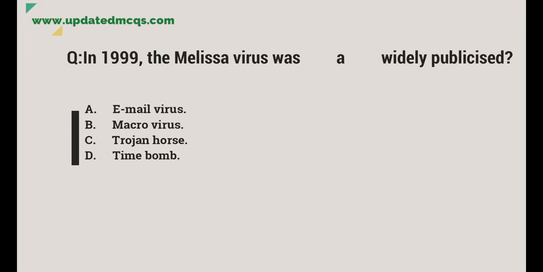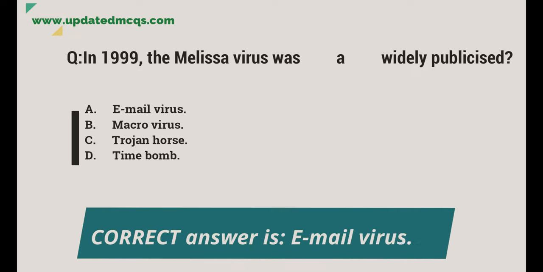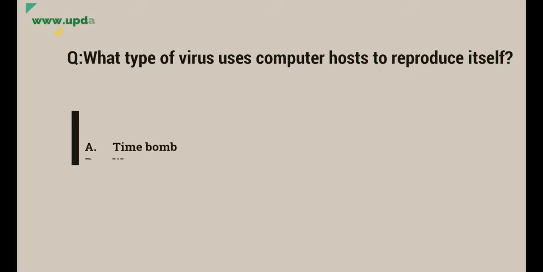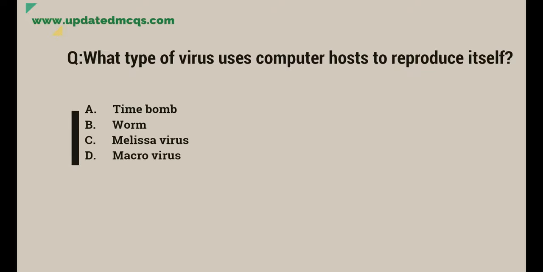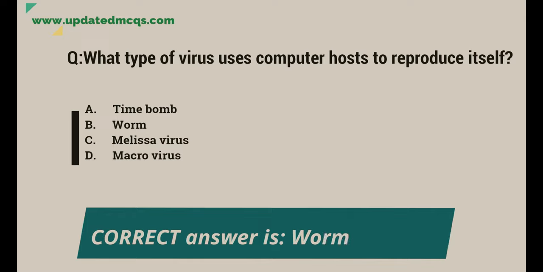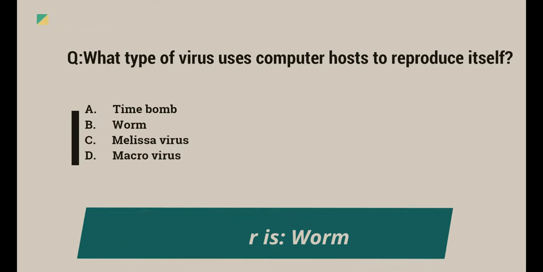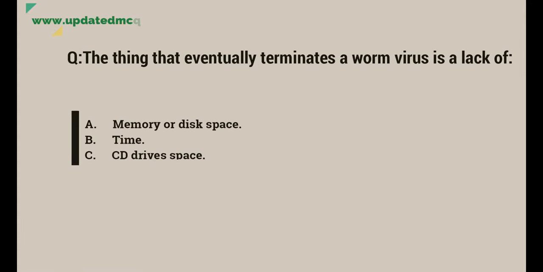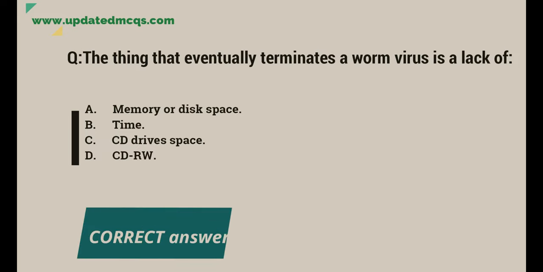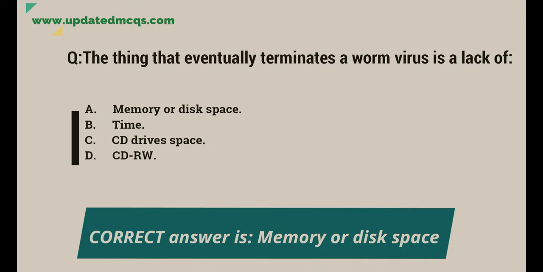In 1999, the Melissa virus was a widely publicized email virus. What type of virus uses computer host to reproduce itself? Worm. The thing that eventually terminates a worm virus is a lack of memory or disk space.